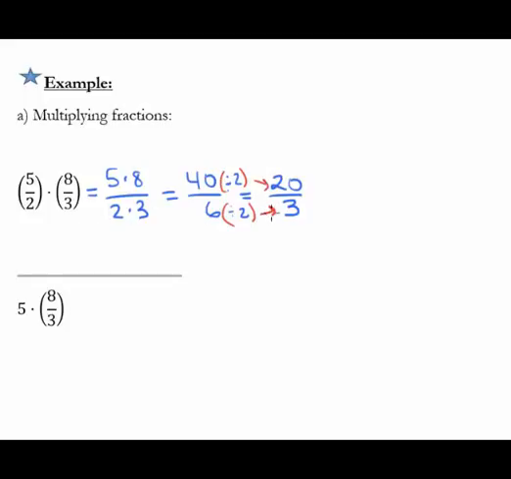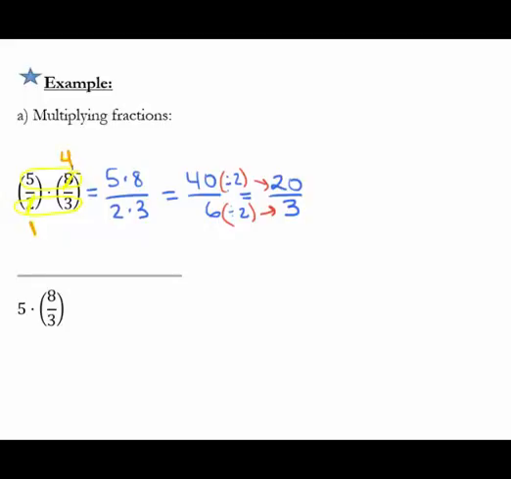Now I could have gotten there immediately by saying 5 over 2 times 8 over 3, and I just want to start comparing: do any of the numerators share anything with any of the denominators? In fact, 2 and 8 share a common factor of 2. So immediately I could have crossed out 2 and written 1, and crossed out 8 and written 4. Let me write 4 here and a 1 here.